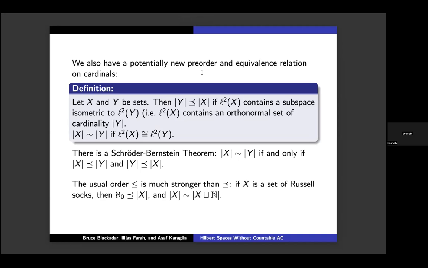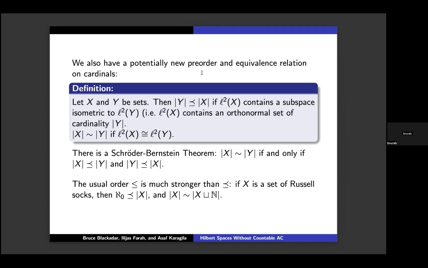Along with this, we also have a potentially new pre-order and equivalence relation on cardinals. So if X and Y are sets, we say that the cardinal of Y is curly less than or equal to the cardinal of X if L2 of X contains a subspace isometric to L2 of Y, which is just saying that L2 of X contains an orthonormal set of cardinality cardinal of Y. And we say that the two cardinals are equivalent if L2 of X is isometric to L2 of Y.